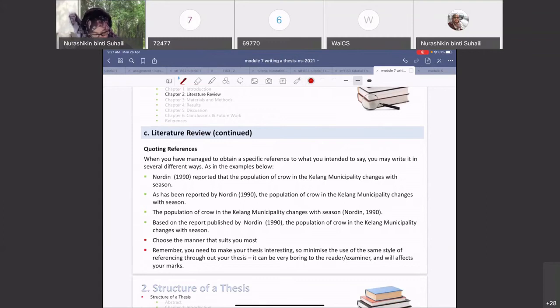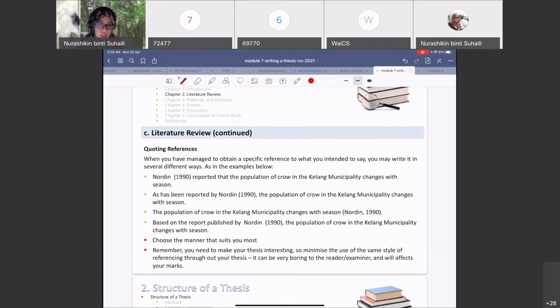So these are examples of citation. Okay, so how to know which one to be used? It depends, because in writing we do not want something to be so boring, right? So in a similar way, you have to vary it. Sometimes you cite it in the beginning of the sentence, like for example, Nordin 1990 reported that the population of so and so.